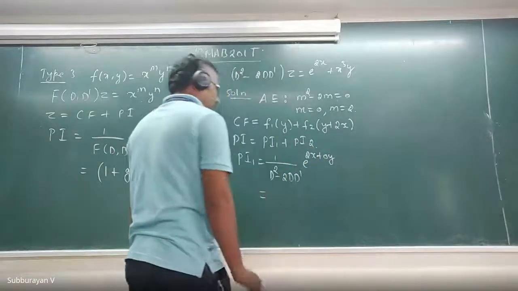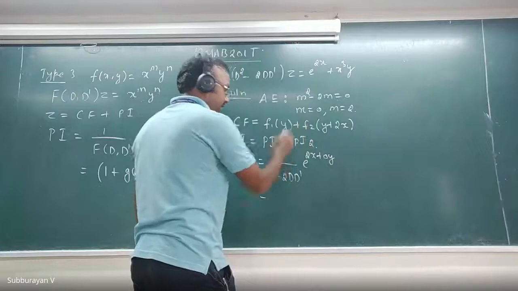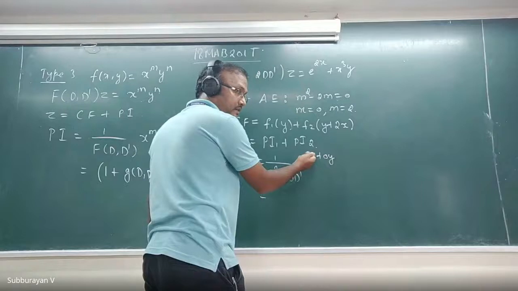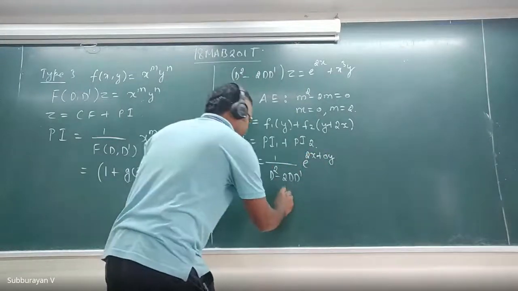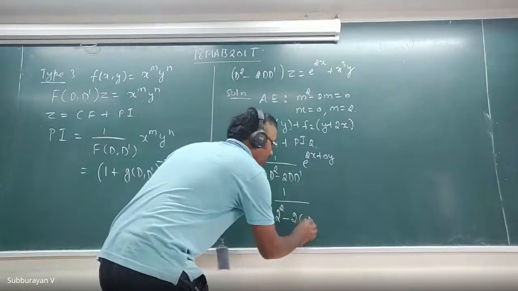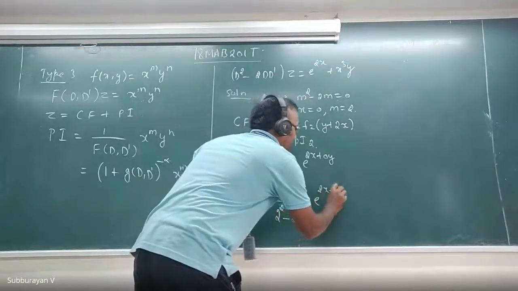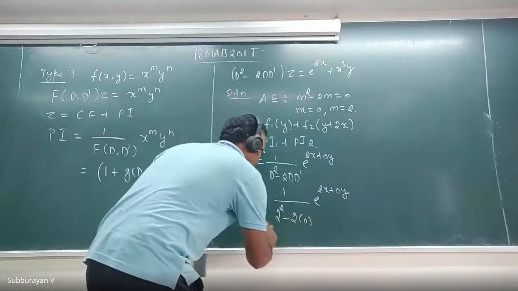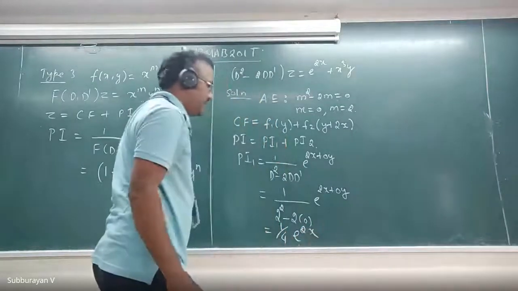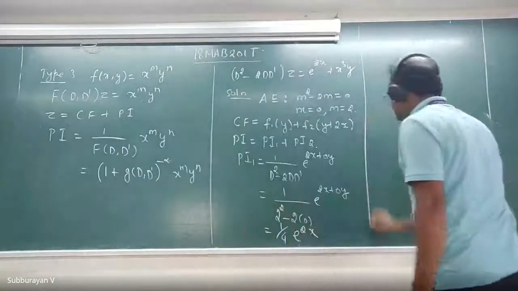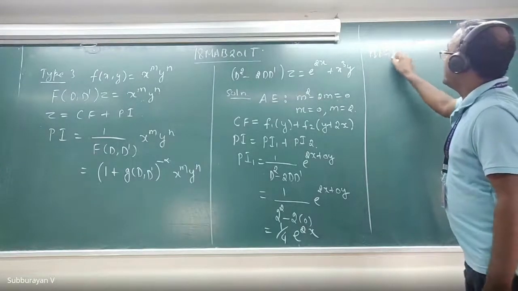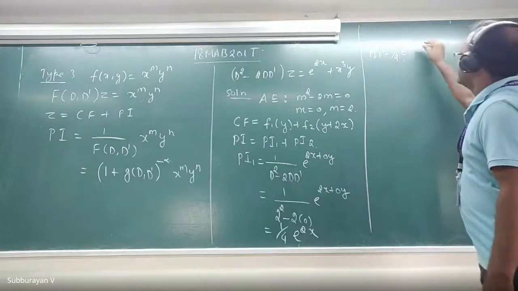To find the particular integral for this function, what should I do? I have to replace d equal to a and d dash equal to b. Here a equal to 2 and b equal to 0. This gives 1 divided by 2 square minus 2 into 0, e power 2x plus 0y. What will I get here? This is 1 by 4 into e power 2x. The first particular integral is PI1, which is 1 by 4 into e power 2x.